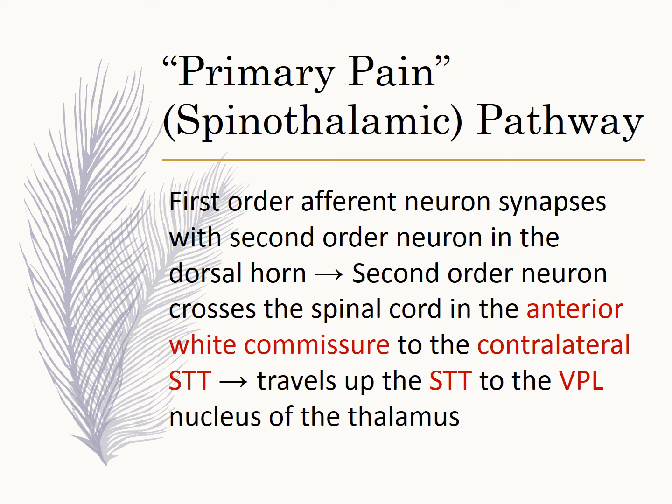Once the first order afferent reaches the dorsal horn, it is going to synapse on a second order neuron whose soma and dendrites are located within the dorsal horn. The axon of the second order neuron is going to cross the spinal cord in the anterior white commissure and enter the contralateral spinothalamic tract. It is going to ascend in the spinothalamic tract up through the spinal cord and the brainstem and go to the ventral posterolateral nucleus of the thalamus, where it will synapse on a third order neuron.